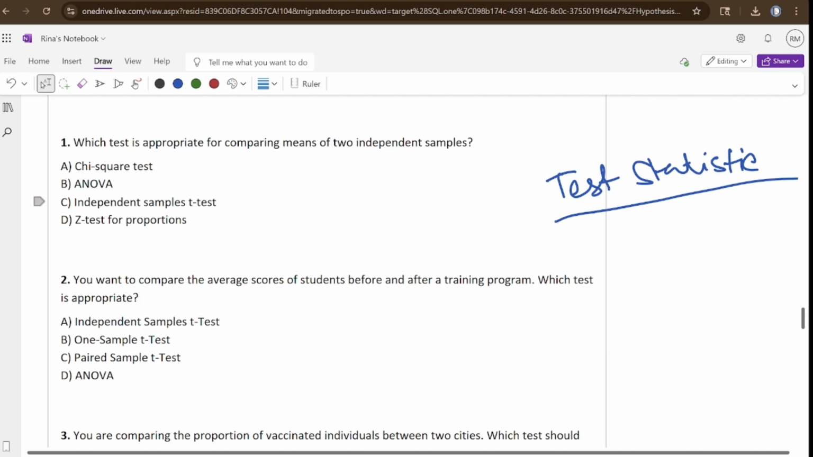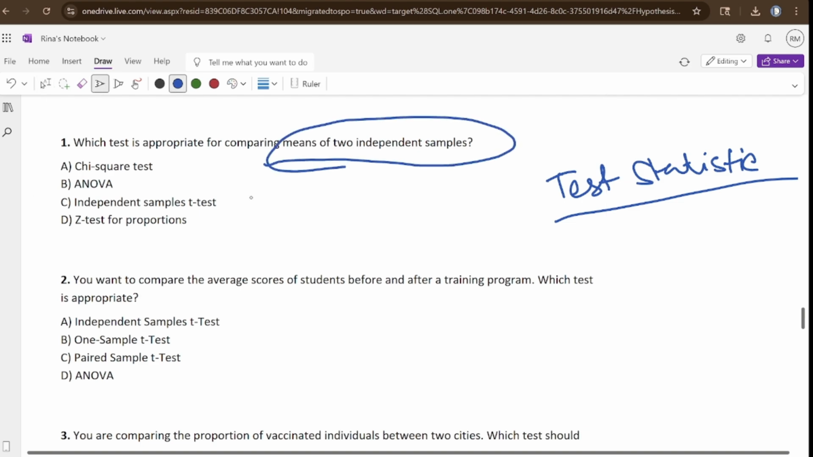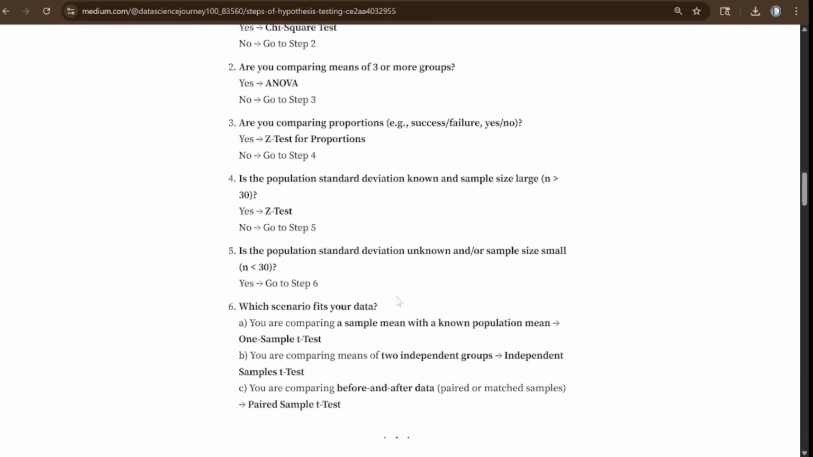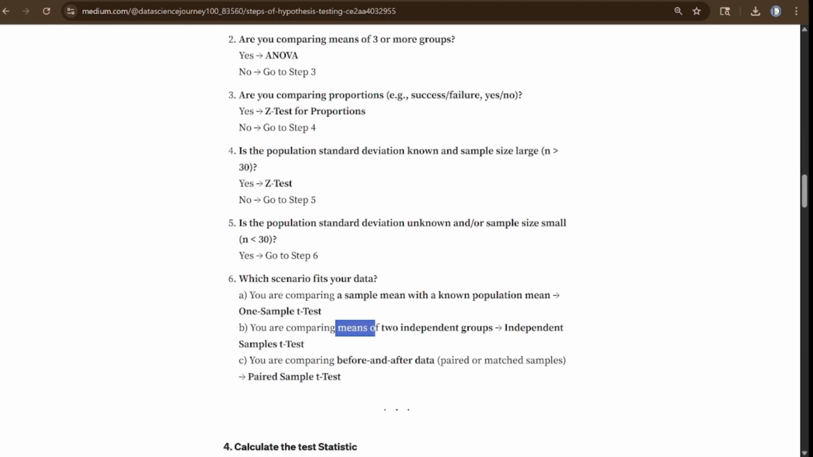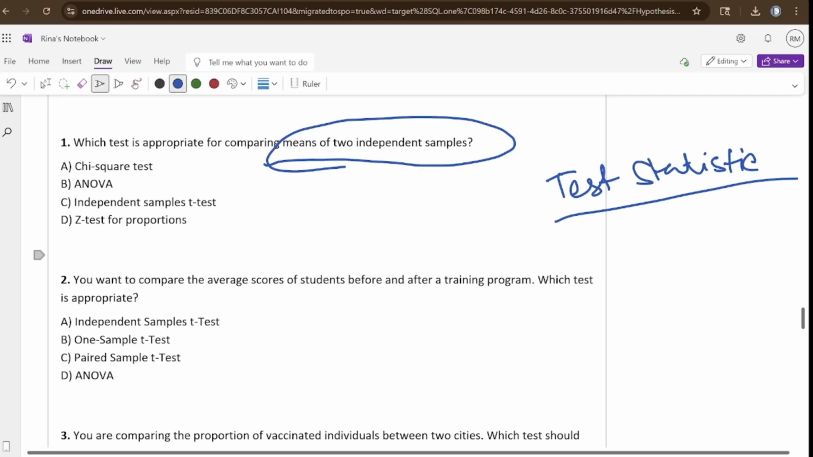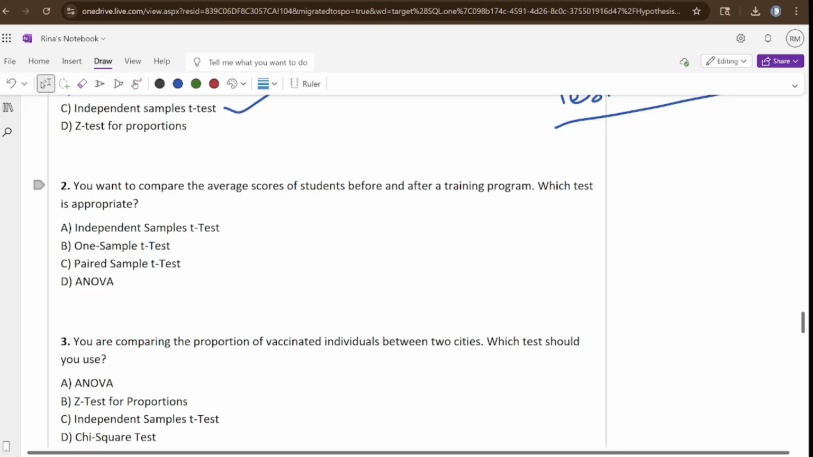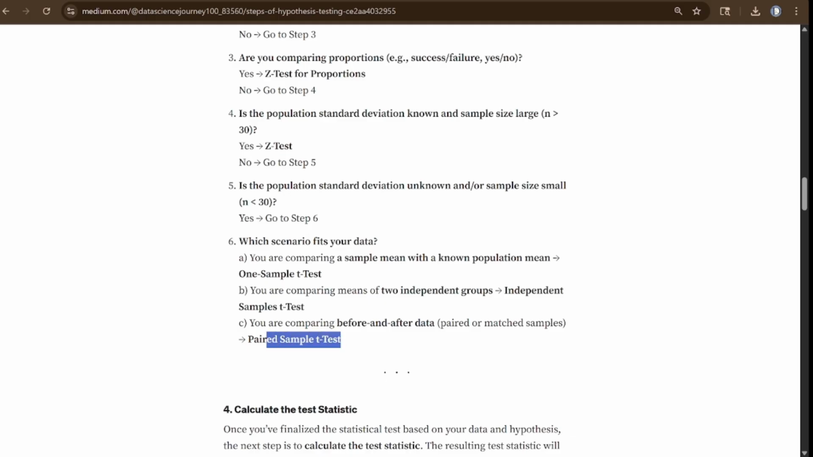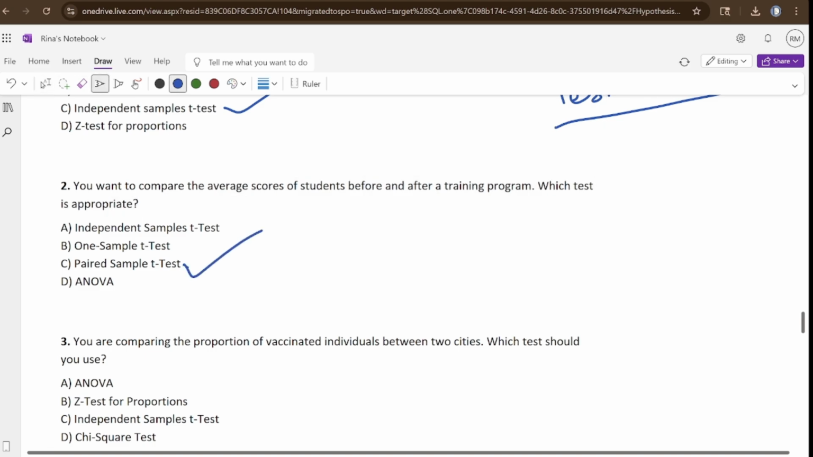So which test is appropriate for comparing means of two independent samples? See, two independent sample. See, two independent group, independent samples t-test. Okay, so we'll go for this. If you want to compare the average score of students before and after a training program. See, I told you same sample but before and after case. In that scenario, you will go for paired sample t-test. Right? So, paired sample t-test.